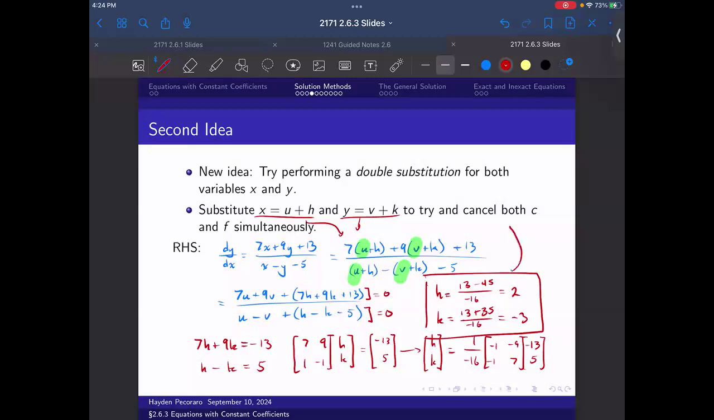And if we bring those back up here, we can write down our actual substitution. x equals u plus 2, and y equals v minus 3. We okay at this point? We're going to start doing our substitution after this. Anything that you are confused about?